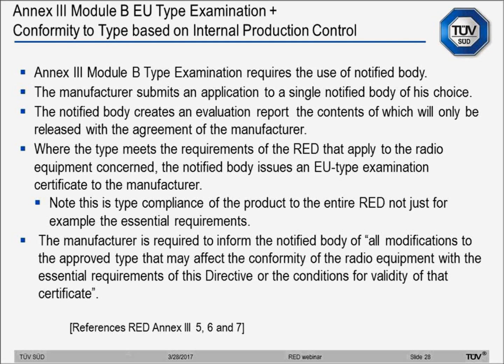And a note again, please note this is a type compliance of the product to the entire RED, not just, for example, the essential requirements. The manufacturer is required to inform the notified body of all modifications to the approved type that may affect the conformity of the radio equipment with the essential requirements of this directive, or the conditions for validity of that certificate. It's a key point that if you've changed your product in a way that could impact the compliance, or impacts how the certificate is valid, then the notified body needs to be informed.